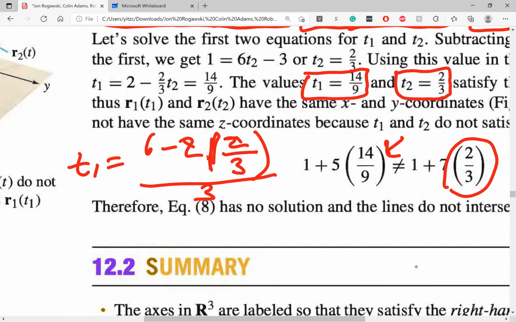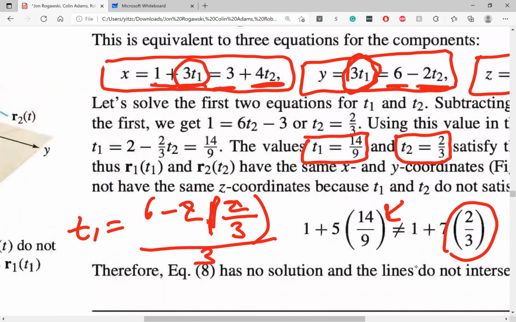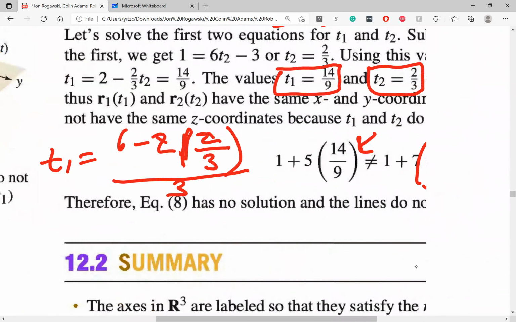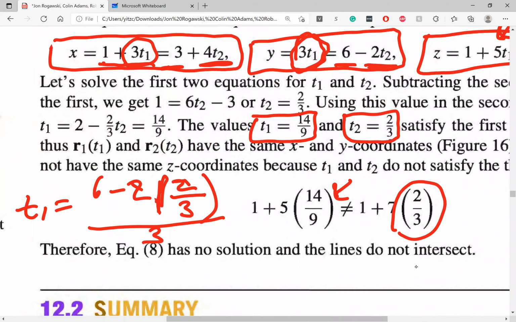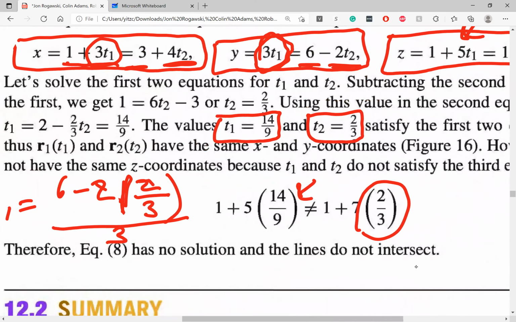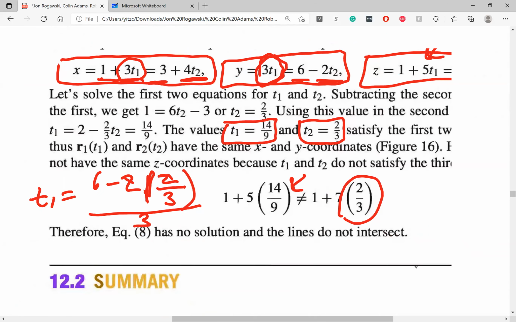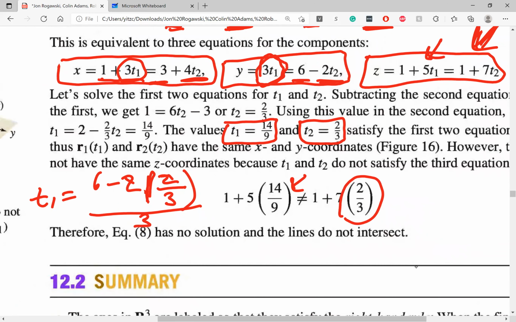Wait, how did you solve for T2 again? You plug in the T1 into the second equation. So we got what T1 was right over here. Sorry, what? Wait, what did you solve for first, T1 or T2? So you first solve for T1, and you do that by subtracting. So you have two equations.